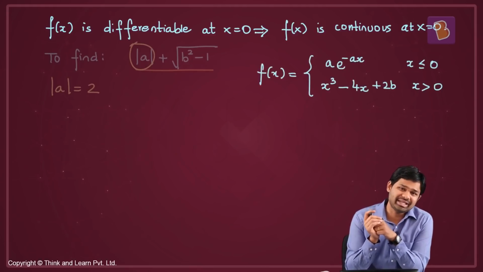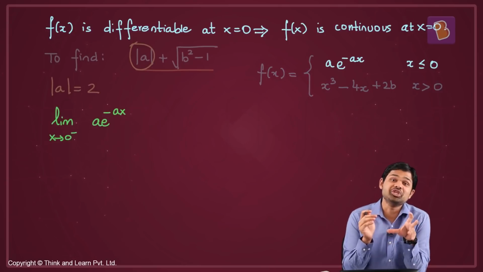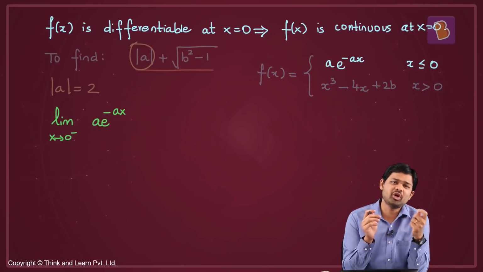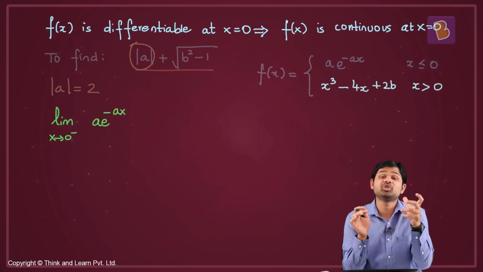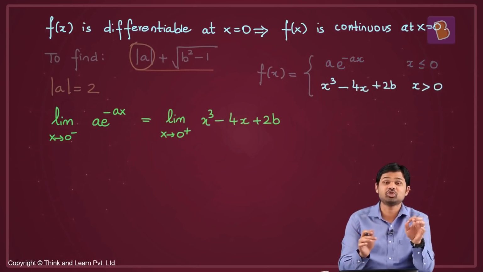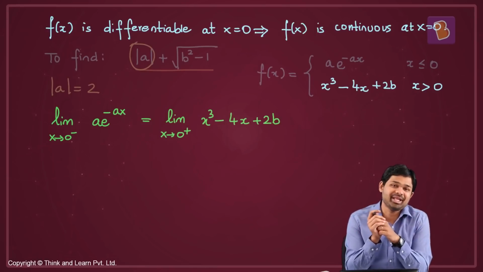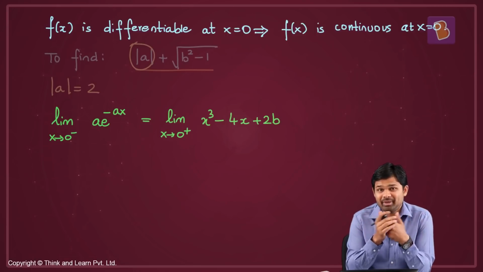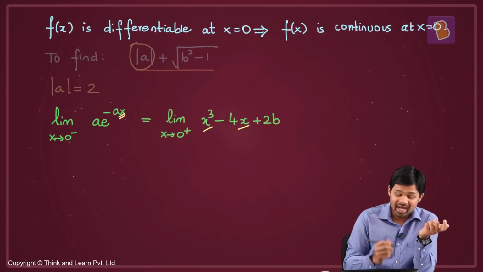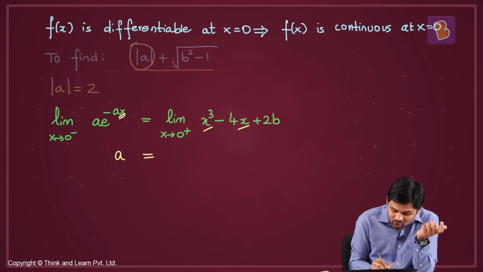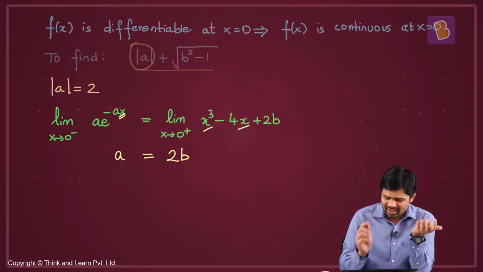Let me compute what is the left-hand side limit. So the left-hand side limit is going to be limit as x tends to 0 minus of the function, which is going to be a times e to the power negative ax. That has to be equal to the right-hand side limit, which is limit as x goes to 0 plus of that polynomial x cubed minus 4x plus 2b. So now if I plug in the value of x is equal to 0 here and here and here, what do I get? I get a equal to 2b.